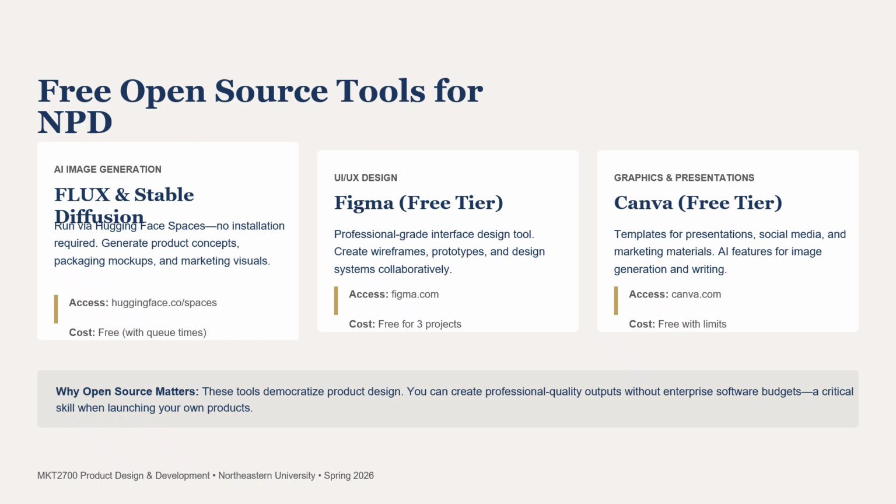Third, Canva, which generates images, has a free tier. While Figma is for interfaces, Canva handles everything else: presentations, social media graphics, marketing materials. Their free tier includes thousands of templates and, importantly, AI features for image generation and writing assistance.